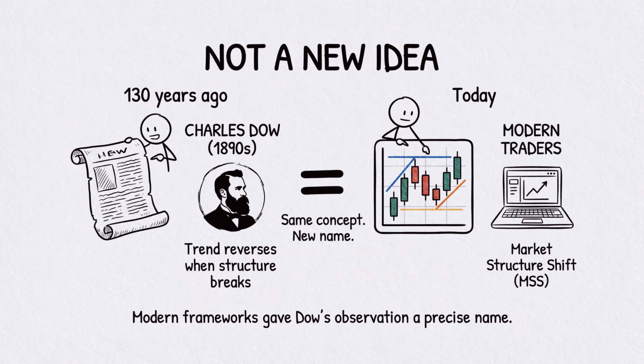This is what modern traders call a market structure shift. Dow described the concept 130 years ago. Modern frameworks simply gave it a precise name.